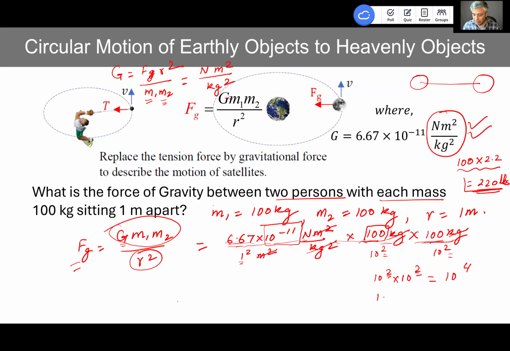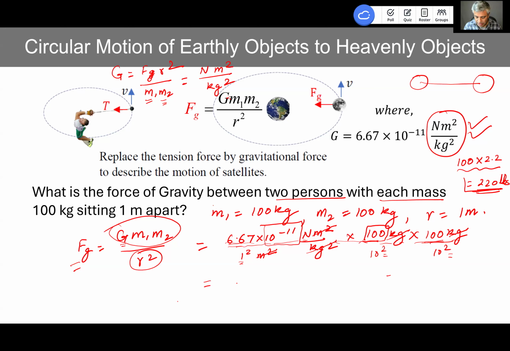So if you don't believe me, it's 100, right? 10 to the power 2 is 100, and 10 to the power 2 is 100. So when you multiply that, you get that 10,000, right? 1 with 4 zeros. And when we write 10 to the power 4, that means 1 with 4 zeros. Not 10 with 4 zeros, but 1 with 4 zeros. Now we know these two masses give us 10 to the power 4.